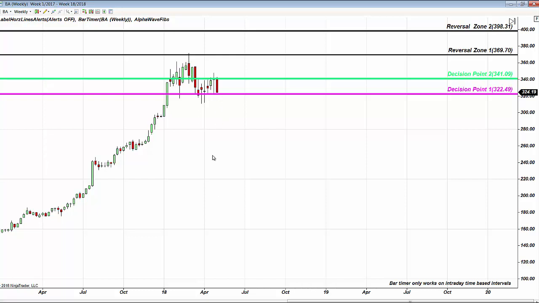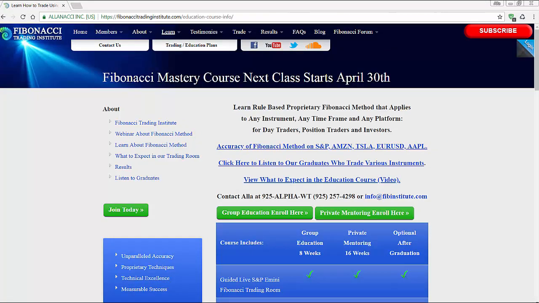This is the key moment on BA. BA breaks through this level, collapsing to 300. I don't need to apply Fibonacci levels. I can see it clearly. One more question on Google and we're out.